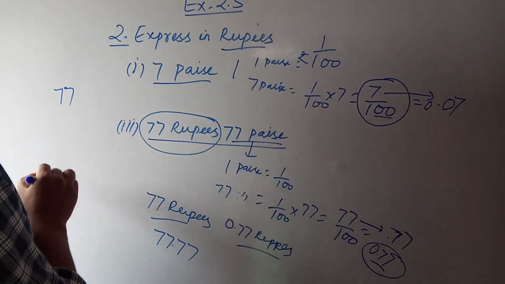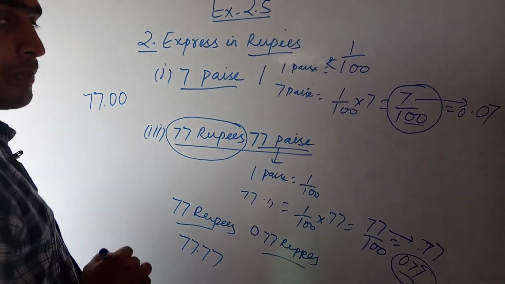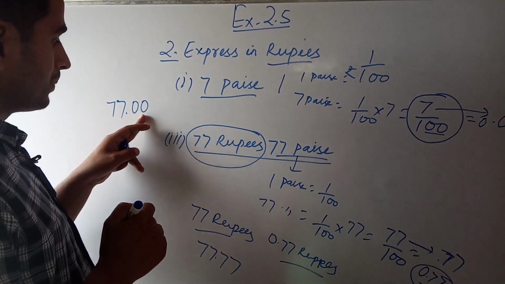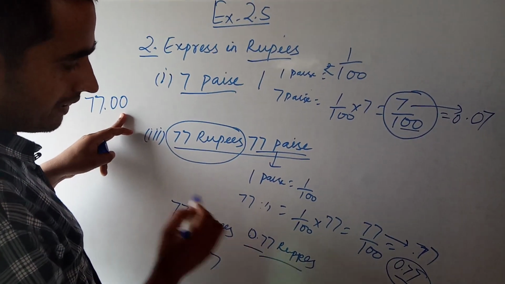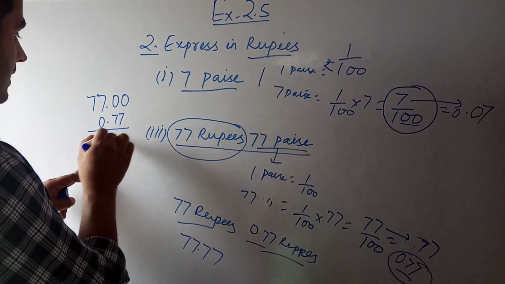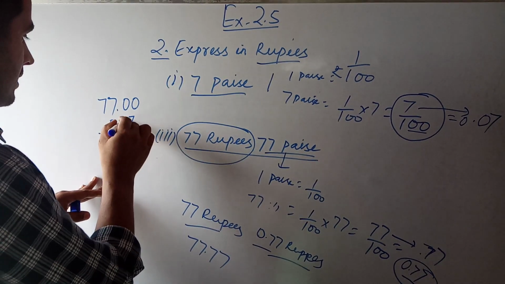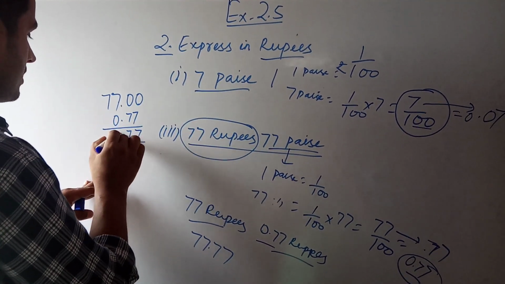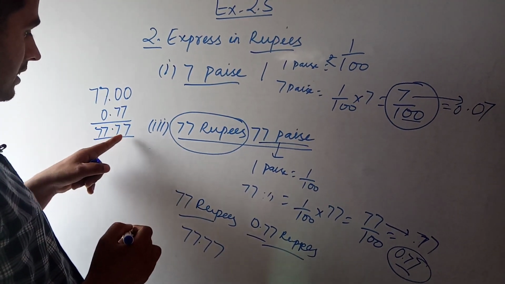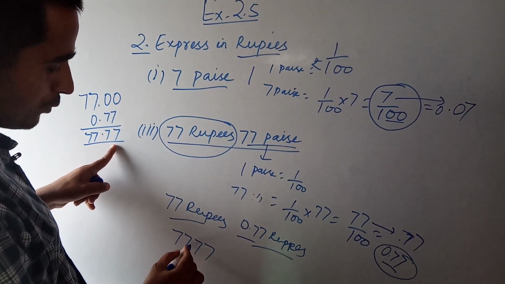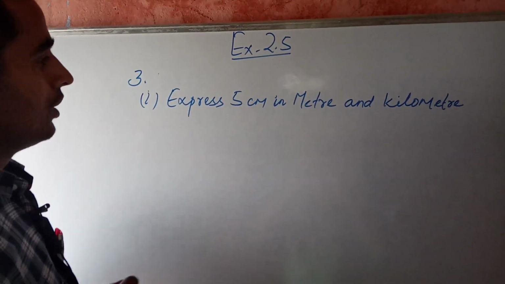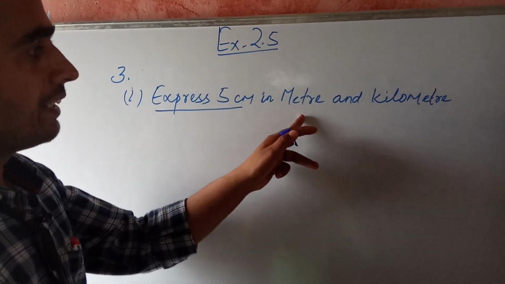This 77 can be written as 77.00. Again we will read it like 77 rupees 0 paise, and this 0 rupees 77 paise. So in the rupees columns 0 rupees and 77 paise. Now add 7 plus 0 is 7, 7 plus 0 is 7, point, 7 plus 0 is 7. So 77.77. Either you say 77 rupees and 77 paise or 77.77 rupees.